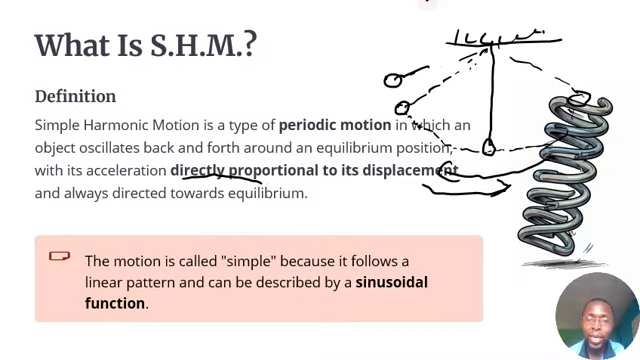And lastly, this motion always moves towards the equilibrium. The equilibrium position is the rest position, the point where it's not moving. So whenever you displace it, it keeps moving to and fro until it returns to its equilibrium position. And this acceleration is what is directing it toward that equilibrium position.